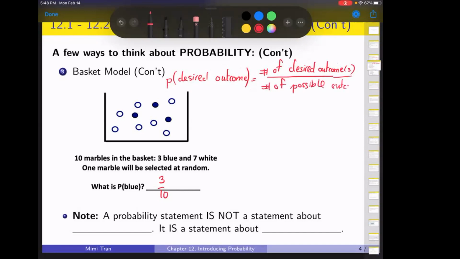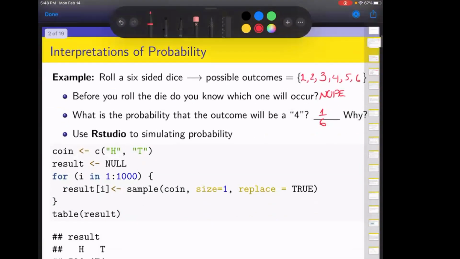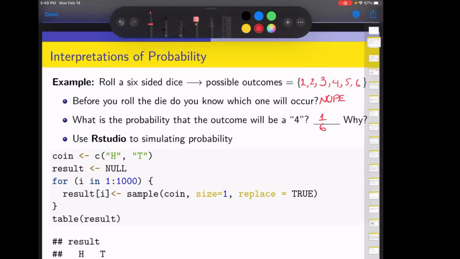So in this case, you want a blue marble, right? So the desired outcomes are 3 of them, and the possible outcomes, there are 10 of them. So 3/10. Same thing with a 6-sided die. Say you want a 4, so 1 out of 6 will be a 4, and the possible outcomes are 6. The possible outcomes, in another fancy term, are called the sample space. Sample space. Remember that for your quiz.